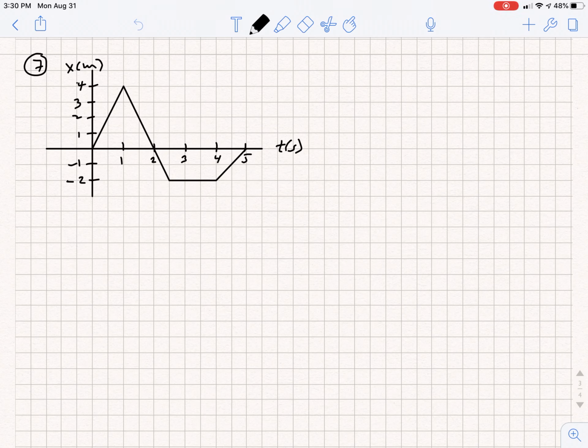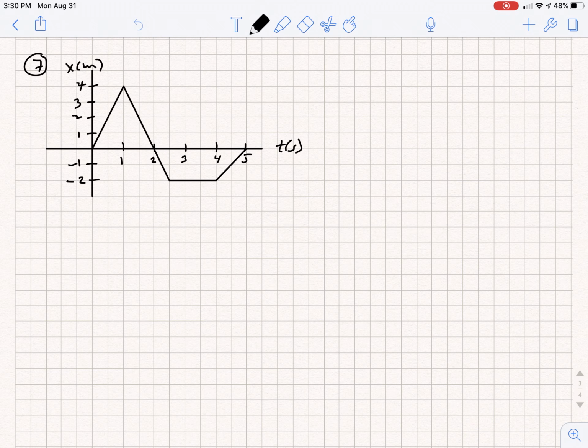In question number 7, it says a tennis player moves in a straight line path as shown in figure P2.7. Find her average velocities in the time intervals A, 0 to 1 seconds, B, 0 to 4 seconds, C, 1 to 5 seconds, and D, 0 to 5 seconds.